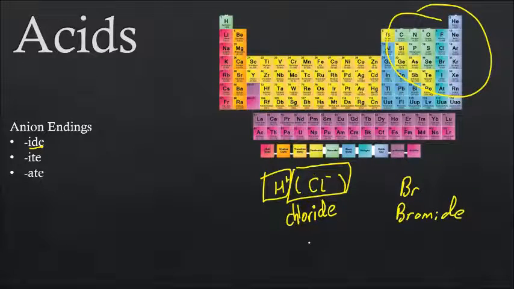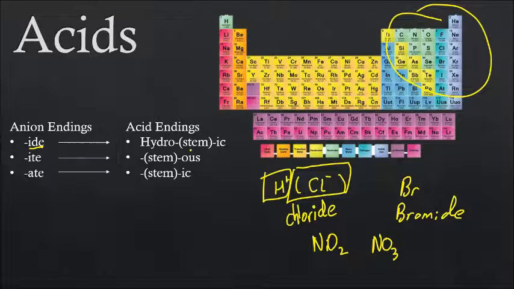Now there are polyatomic ions that end with ite and ate, such as nitrite, which is NO2-, and nitrate, which is NO3-. So let's take a look at what these rules are. If we have something that ends with ide, like this chlorine here, it would be chloride. We take the stem of it, which is chlor, but we have to put hydro in front of it. So hydro, then the stem, chlor, and we add ic, so hydrochloric acid.